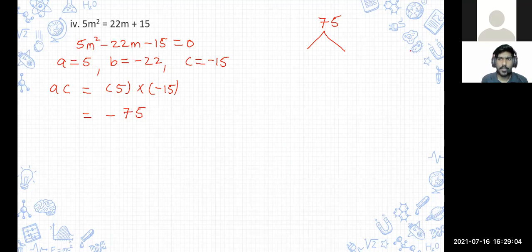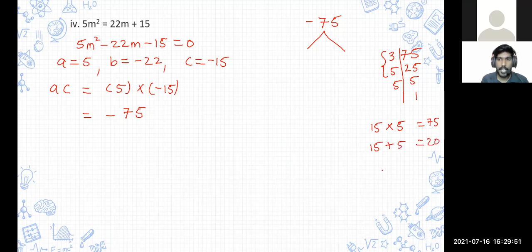Now, if you see, this is a little bit big number. So if you are unable to get those numbers, try finding the prime factors of this number and then try to do combinations. So I'll just find the prime factors. 75 will be 3 into 5 into 5. Now you can take combinations of these numbers. For example, multiply 3 into 5, so it is 15, and then this 5. 15 into 5 will give you 75. But if you add it, 15 plus 5, this is 20, and if you subtract, 15 minus 5, this is 10. So I'm not getting my middle term here, that is 22. So take some other combination.